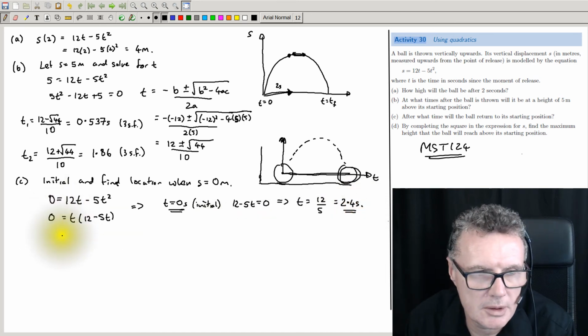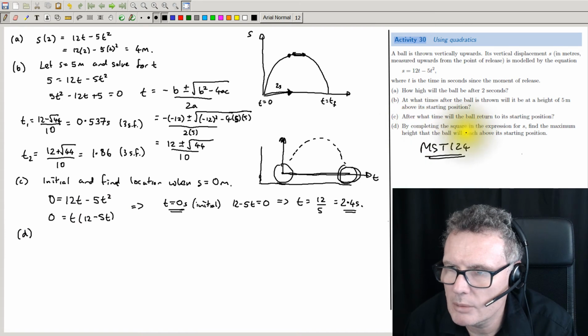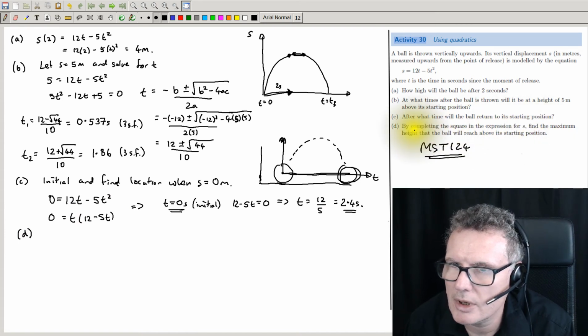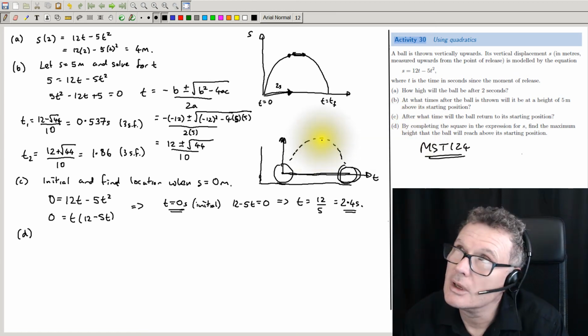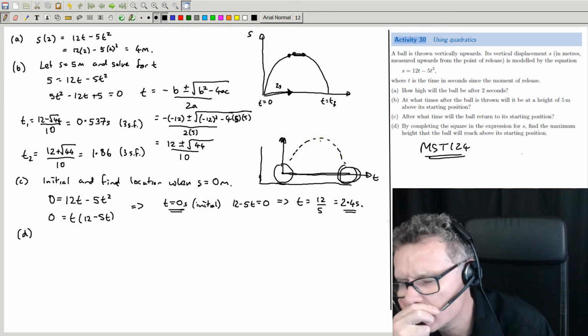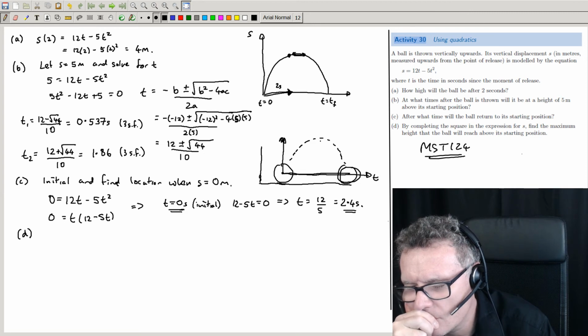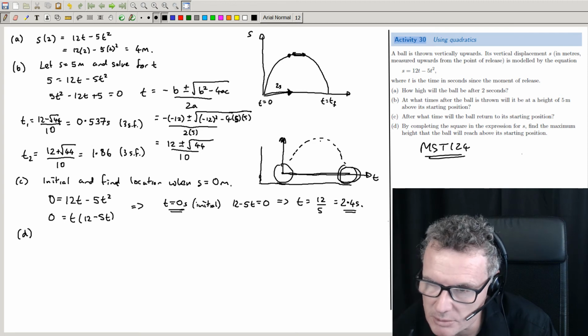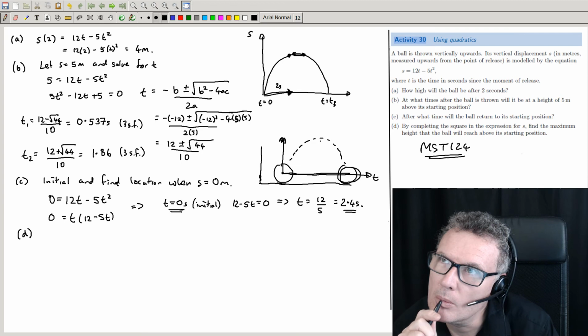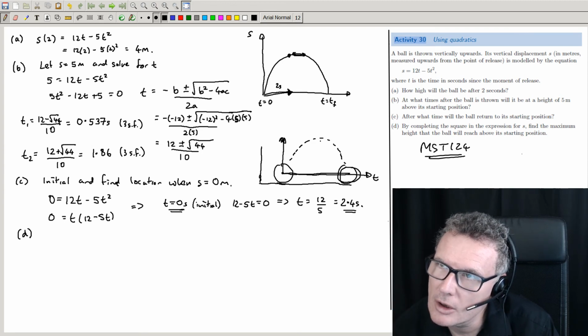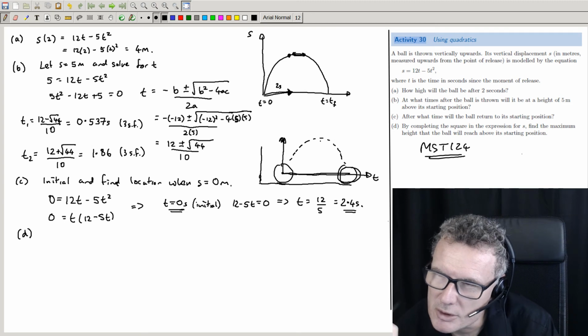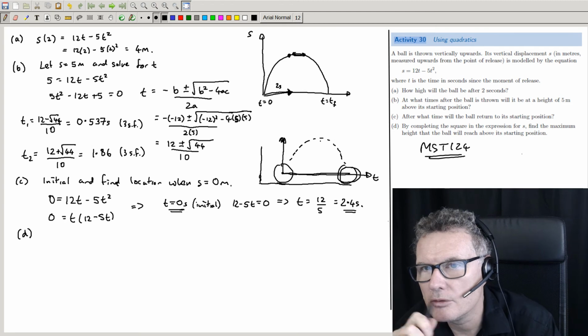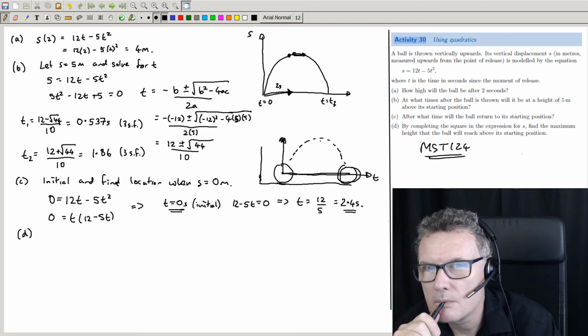Right-io. Part D. By completing the square in the expression for S, find the maximum height. The nice thing about completing the square is it tells you the position. Just by reading off the function, you can see the position of the vertex. You know that the thing inside your bracket can't become negative, so that's always going to have a range of 0 to something. So it should also tell you the height of your solution. Does completing the square tell you anything else? Not off the top of my head.